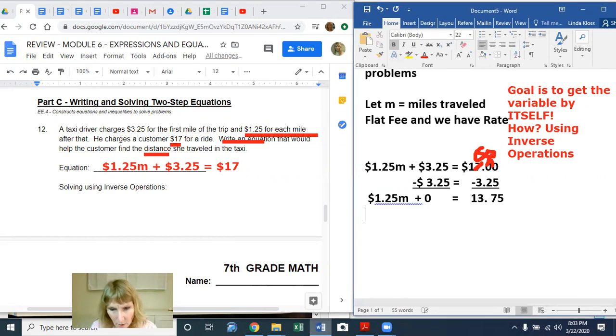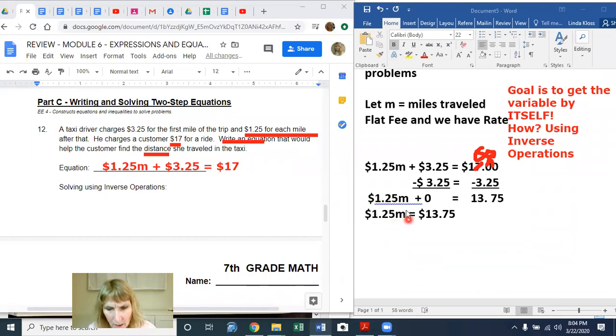Okay, now I'm going to drop the 0 because I can, because any number plus 0 is just the number. So we have $1.25M equals $13.75. Now I'm not quite done yet. I have another operation to do. Remember, I'm using inverse operations. So if I look, I have $1.25 times M.